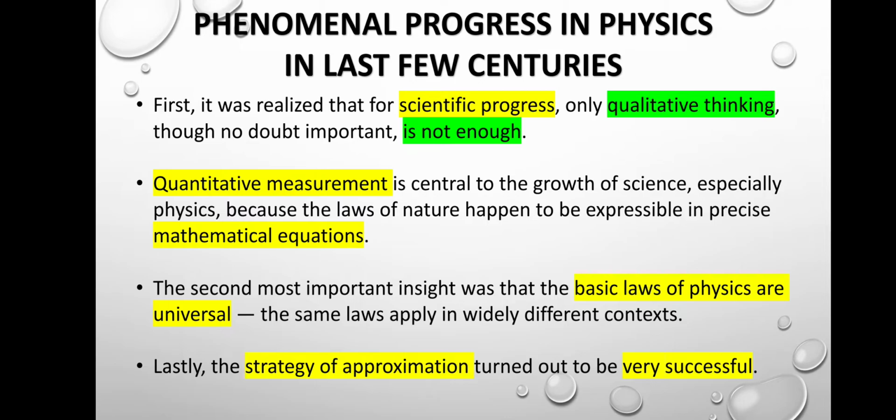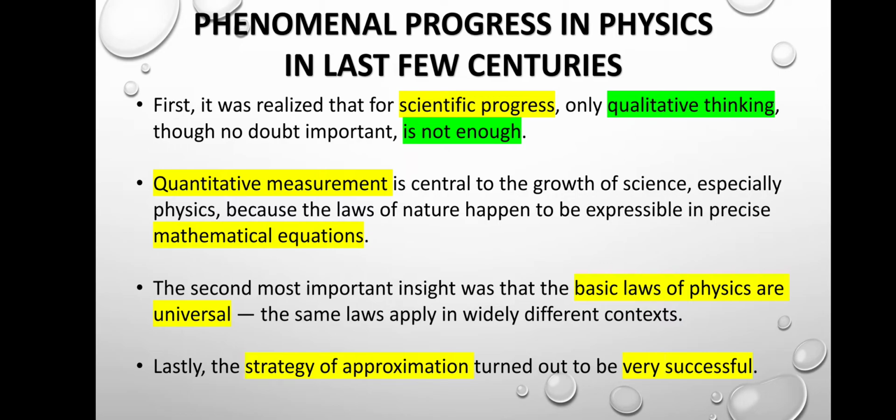Yes, so there has been phenomenal progress in physics in the last few centuries. First, it was realized that for scientific progress, just some thinking is not enough. That thinking was not enough until some mathematical equations came into the picture. That means not just the quality but also the quantity is equally responsible. There should be some quantity to support it. There should be some theory, some calculation, some evidence. Not just thinking that this might happen, but also proving that this is possible.